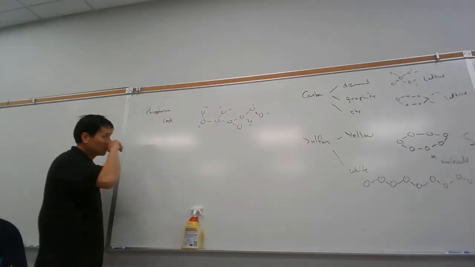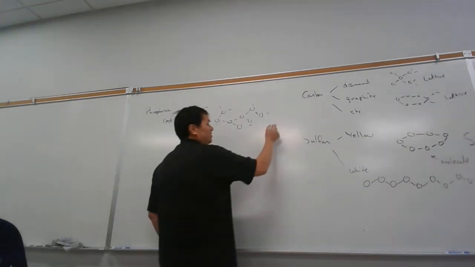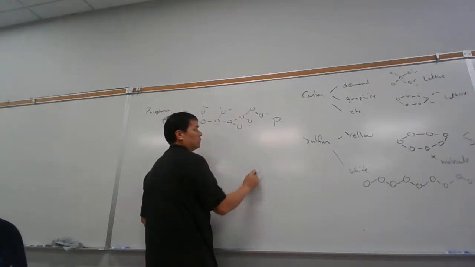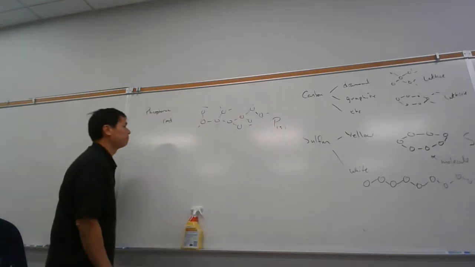The structure is a little bit more complex. So if we're dealing with red phosphorus, then since there's no discrete unit, the simplest thing we just call it P. You can call it P red, but this P is solid, let's say.